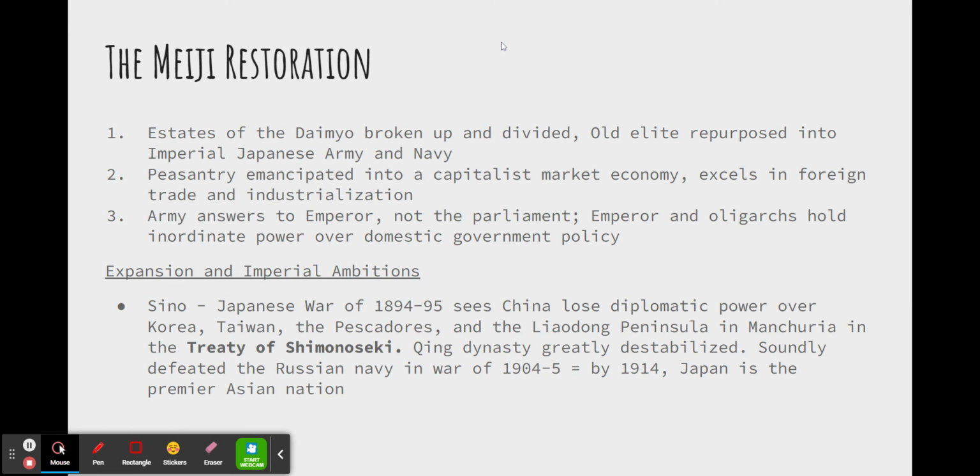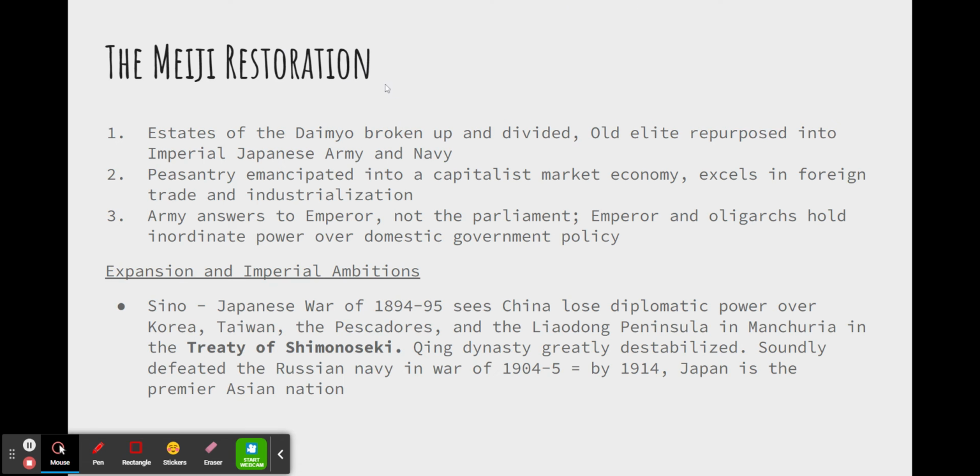Now, the chief tenets of the Meiji Restoration started with, one, the estates of the daimyo being broken up and divided. The old elite, therefore, were repurposed into Imperial Japanese Army and Navy units. Now, the peasantry were emancipated into a capitalist, Western-style market economy, one which excelled in foreign trade and rapid industrialization. The army in this model answers to the emperor, not to parliament. The emperor and the oligarchs in this new government held inordinate power over domestic government policy.